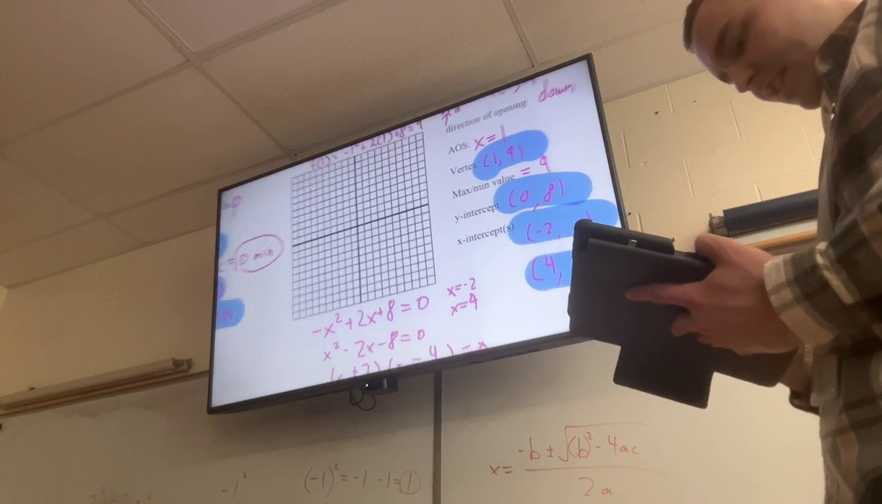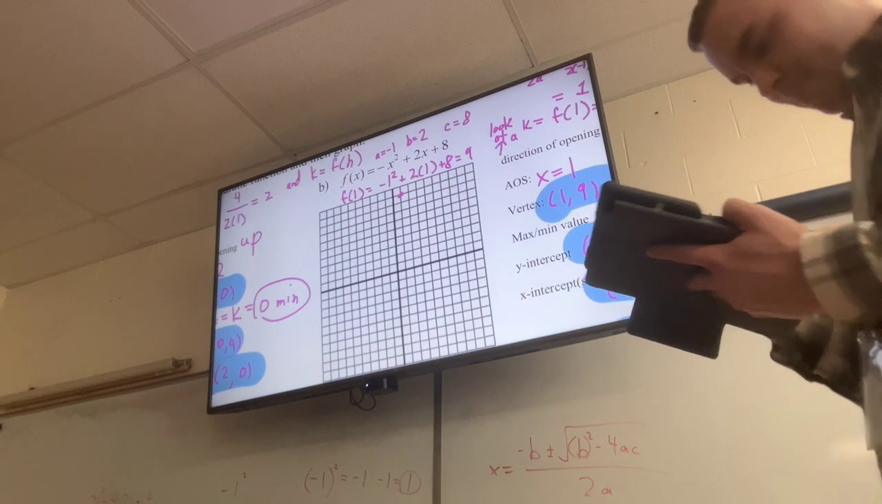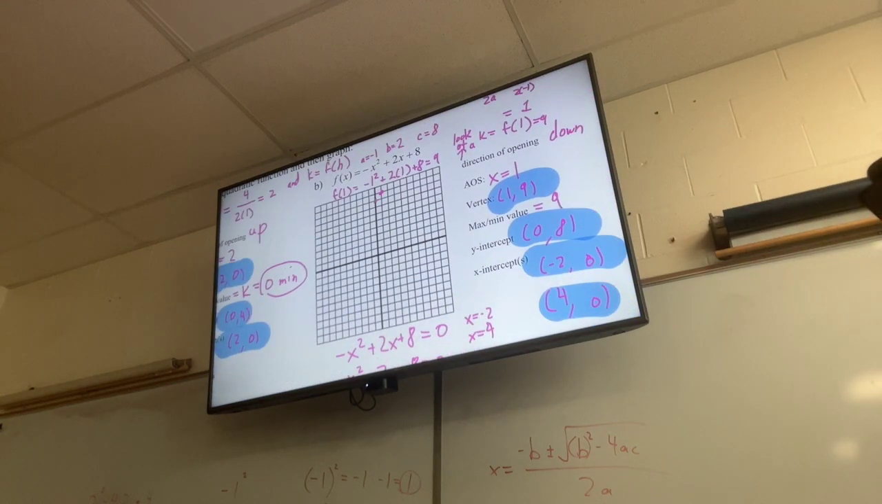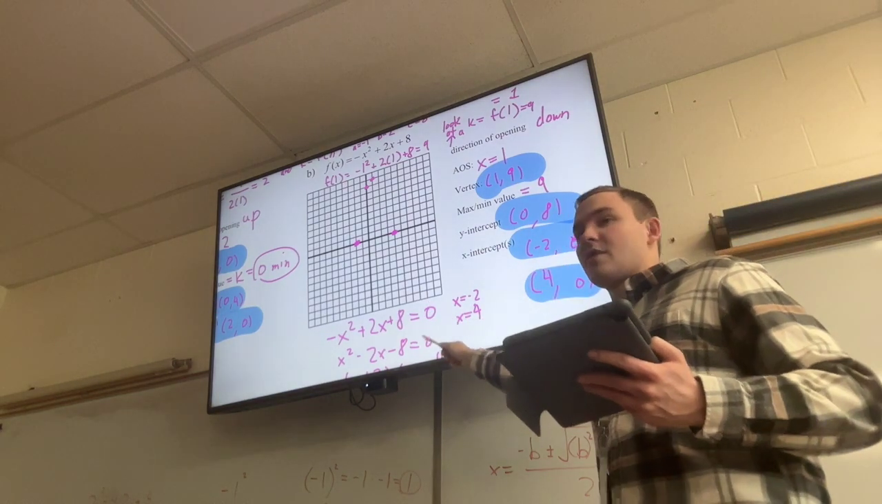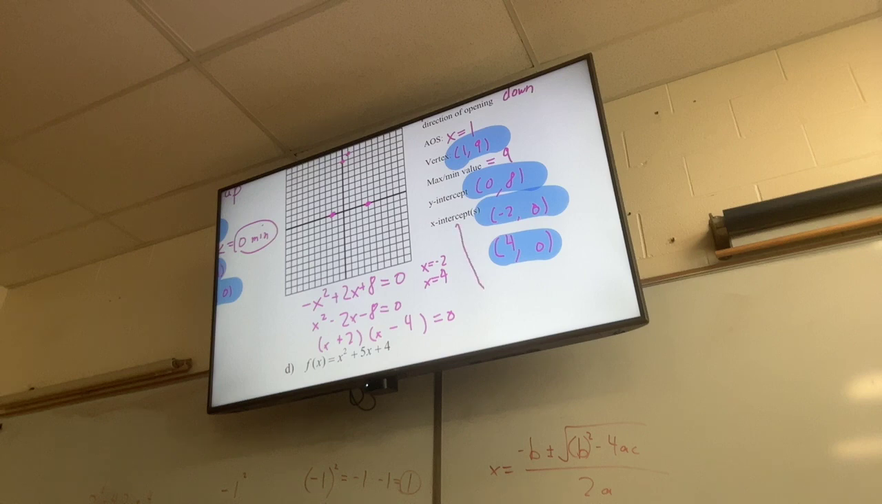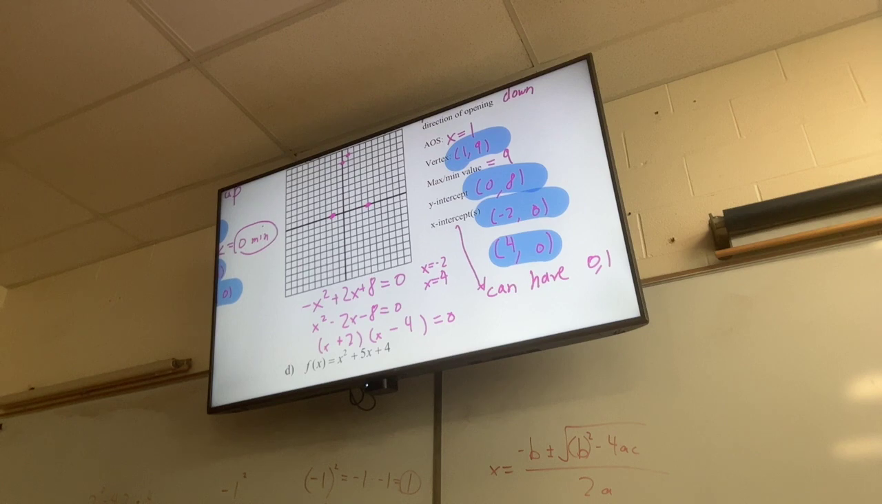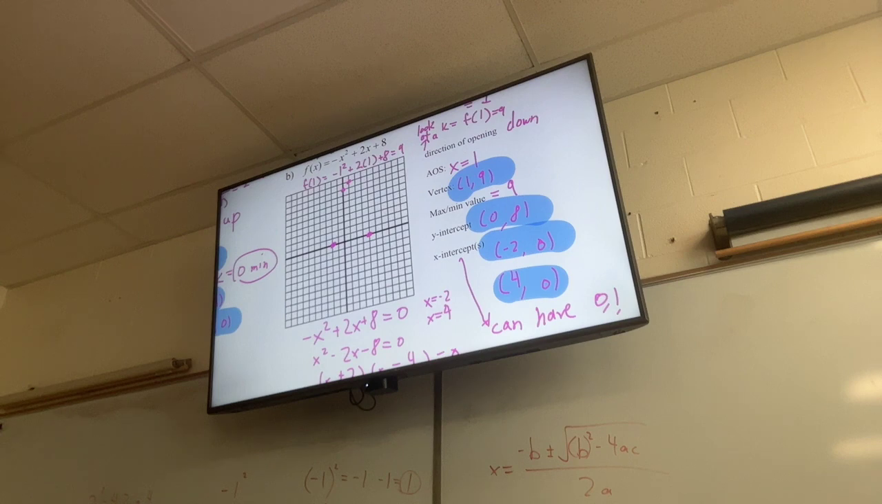Let's do my vertex, 1, 9. 1, 2, 3, 4, 5, 6, 7, 8, 9. The x-intercepts are negative 2, 0 and 4, 0. I got that from setting the whole equation equal to 0 and solving for x. For x-intercepts, you can have 0, 1, or 2, no more, no less, for a quadratic.